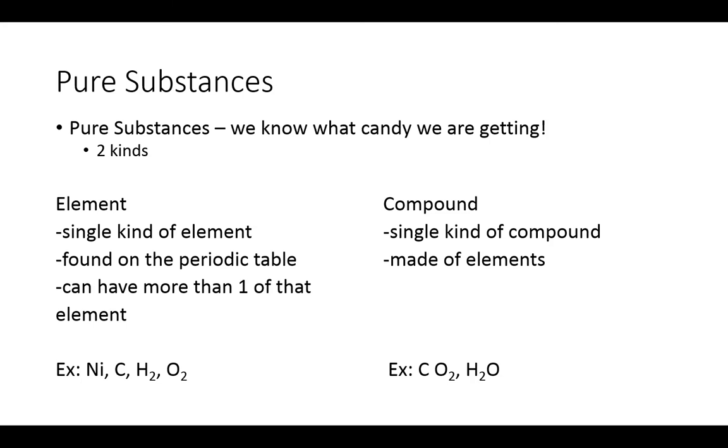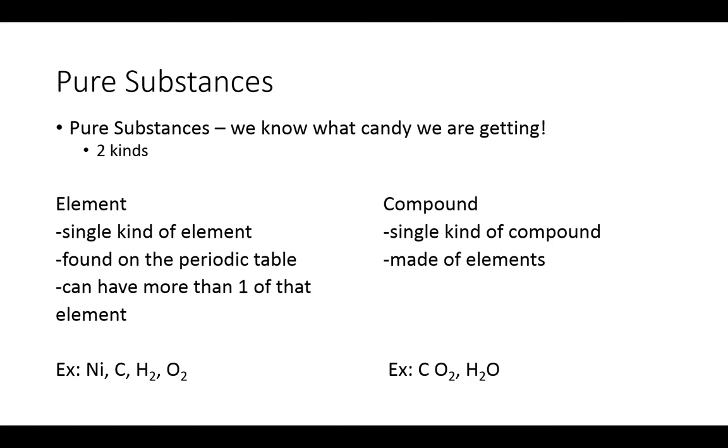Now you can have more than one of that specific element. So our examples would be Ni, which is nickel. So you have just one piece of nickel, or one carbon, which is C. But what if you had 2 hydrogen together? Well, that's still only one kind of element, so it is an elemental pure substance. And the same thing would go with oxygen. You have 2 oxygen elements, therefore it would just be an element.